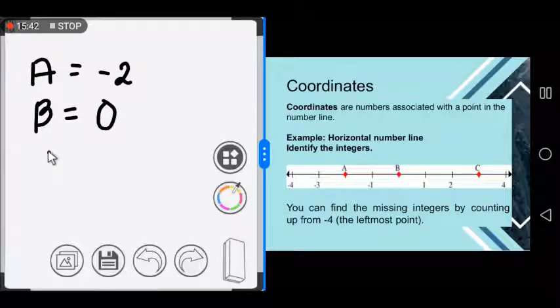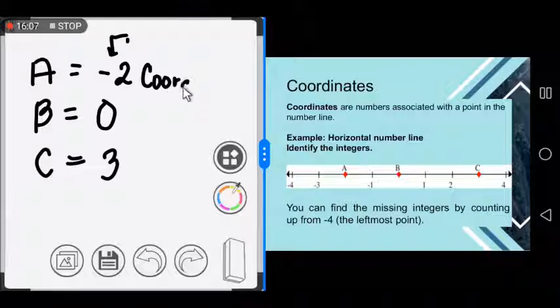Then point C. From point B we have 0. One step to the right is 1, another step is 2, another step will be positive 3. So again, the numbers that are associated with a given point on the number line are what we call coordinates. Or coordinate, since it is only one. If these three, then coordinates.